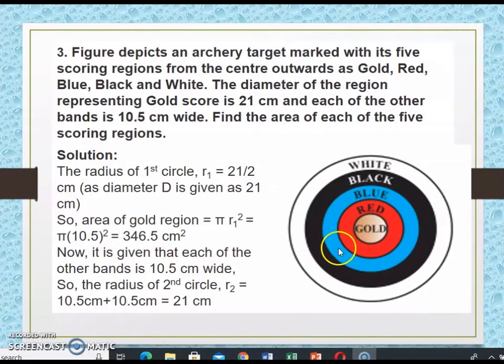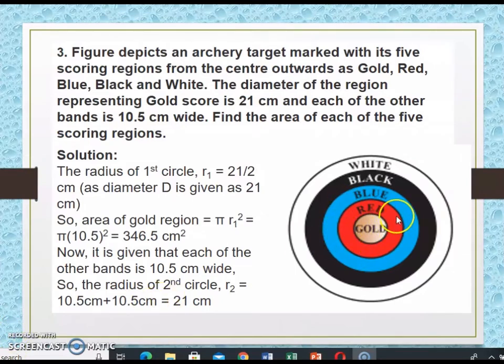Now the red region is a circular ring. So for that, you have to subtract the areas of outer circle minus inner circle. Now the inner circle you have already found. For the outer circle, the radius you have to find out. So 10.5 plus 10.5, that is 21 centimeter will be the radius of the outer circle. Inner circle area you have already found. So subtract the two and you will get the area of the red region.